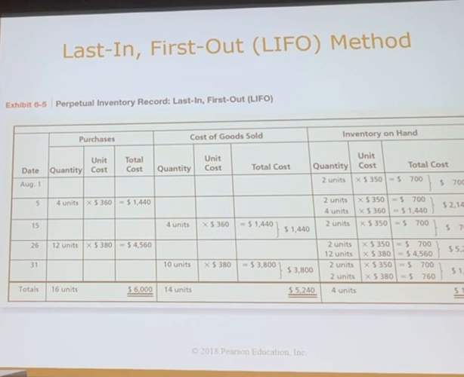Therefore, at the end of the month, our inventory will consist of the 2 units that we've had in inventory all along that we paid $350 each for, plus 2 of the units that we purchased more recently that we paid $380 each for.